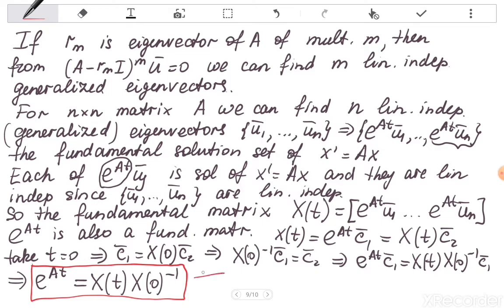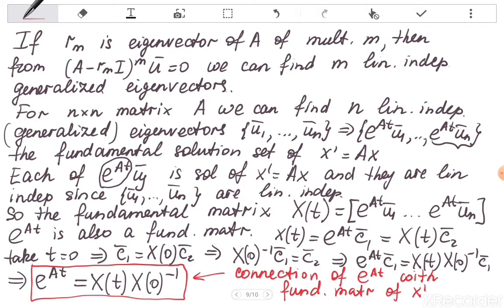So this is the connection of e to the At with the fundamental matrix of x prime equals Ax. Okay, let's have a look at an example where we will use this formula.